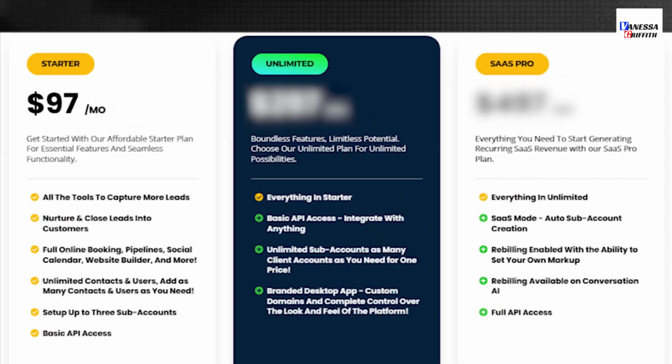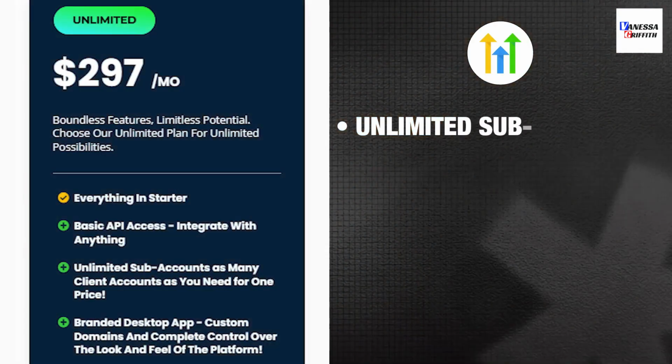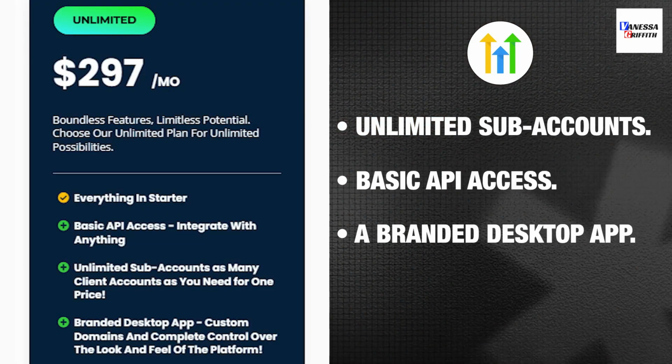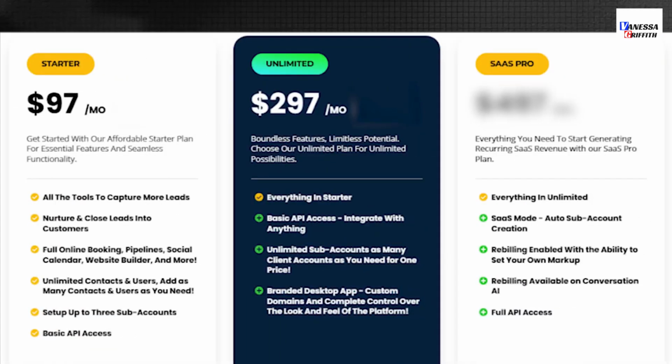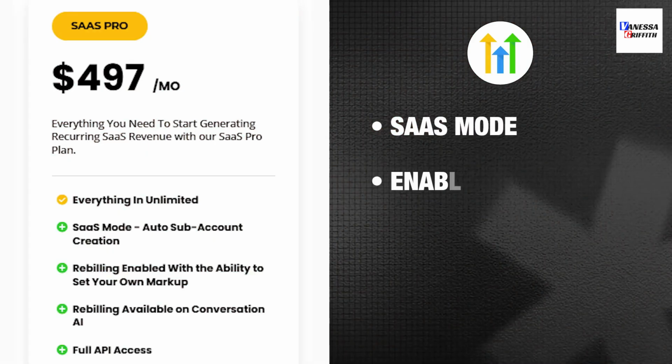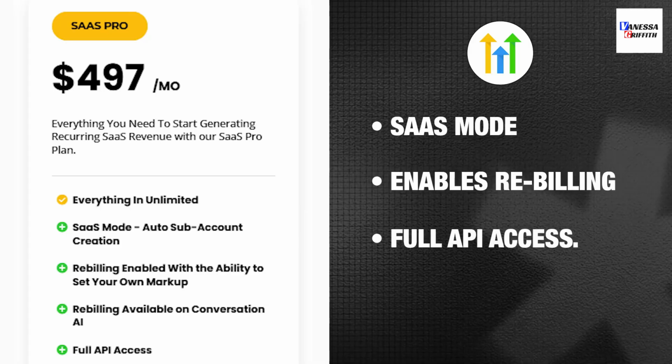The unlimited plan. At $297 a month, the unlimited plan has everything in the starter plan, plus unlimited sub-accounts, basic API access, and a branded desktop app. The SaaS Pro plan. At $497 a month, this plan has everything from the unlimited plan and includes SaaS mode to offer HighLevel as a white label service, enables rebilling to set your own markup, and full API access.